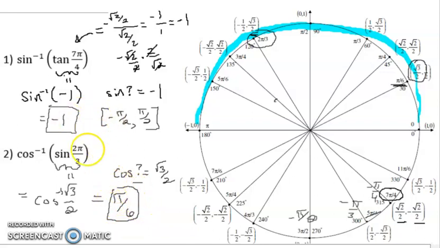And that's the overall idea here, if you have different trig functions, is to do the inside first, find the value of, say, sine of 2 pi over 3, get that value, and then apply your outside function, in this case the inverse trig function.